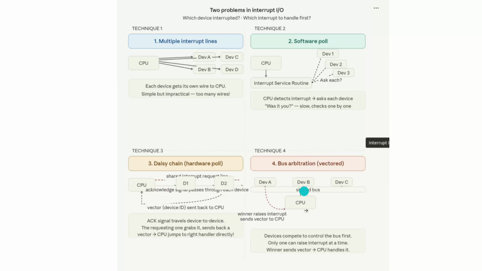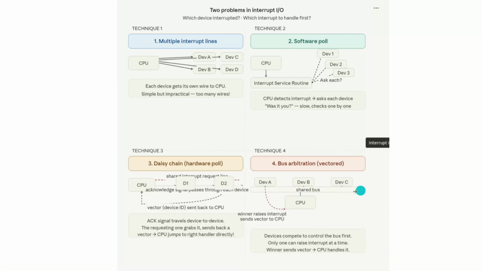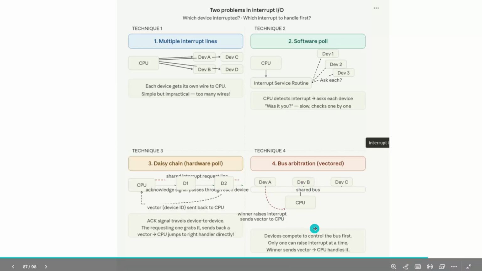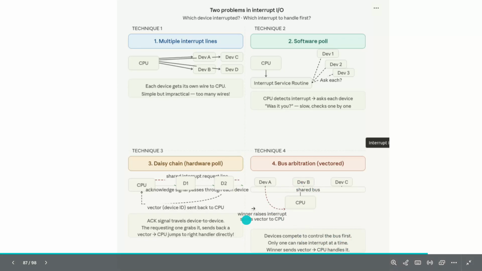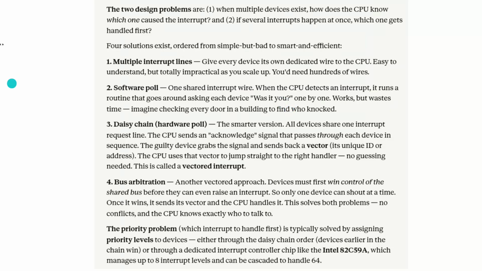Bus arbitration means devices compete to control the bus first. That means only one can raise an interrupt at a time. So at the bus, each device competes to get the bus, and only one device is able to send the interrupt at a time. The winner can send the vector and the CPU can handle it. We can understand each of them in detail.